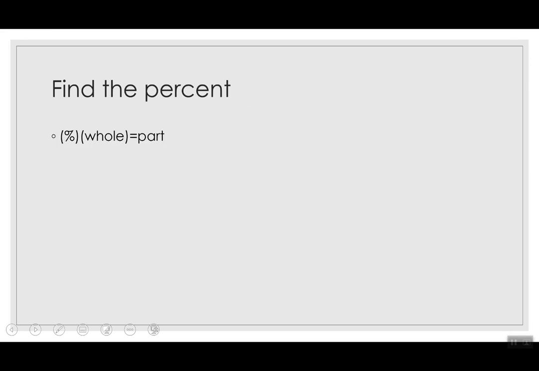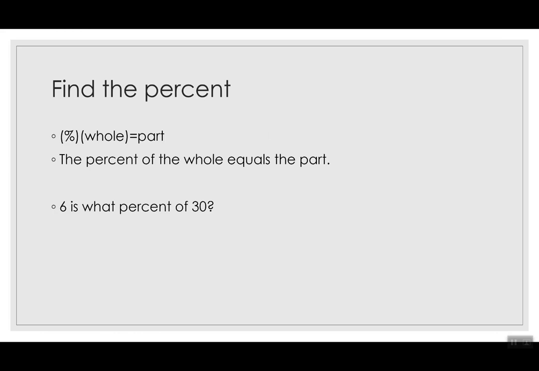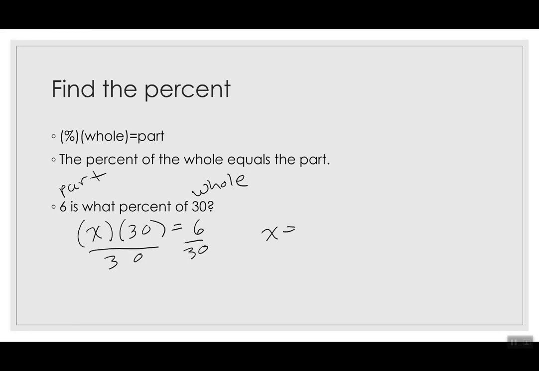Now let's try to find the percent. We still have the equation that percent of the whole equals the part, but now we'll be given both the part and the whole. This says 6 is what percent of 30? 6 represents the part, 30 represents the whole. So we're going to say the percent, this time, is x, what we're looking for. The whole is 30, and our part is 6. We'll divide both sides by 30. X will be equal to 6 divided by 30, which is 0.2. Let's express that as a percentage. So I multiply by 100, which is moving the decimal place 2 to the right. This is 20%.